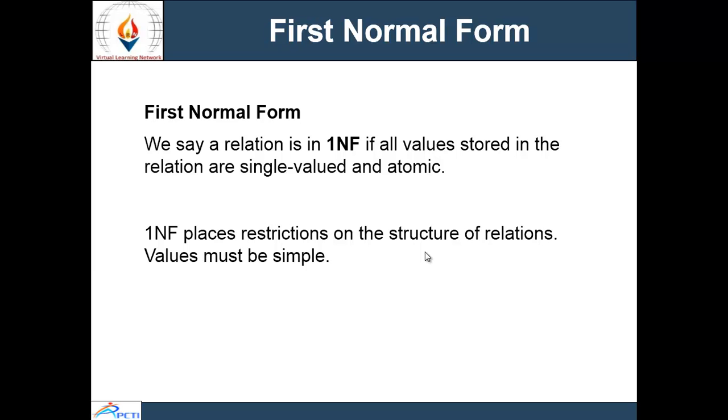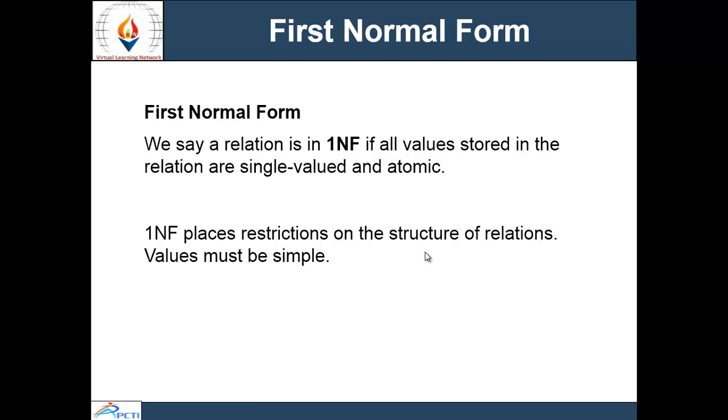Similarly, deletion anomaly, again I will take the same table as an example. If in the same table, let's say SID 401 has only one subject and temporarily he drops it, when we have to delete that record, the entire student will be deleted along with it. These are the problems of deletion in unnormalized data, or you can say the deletion anomaly.